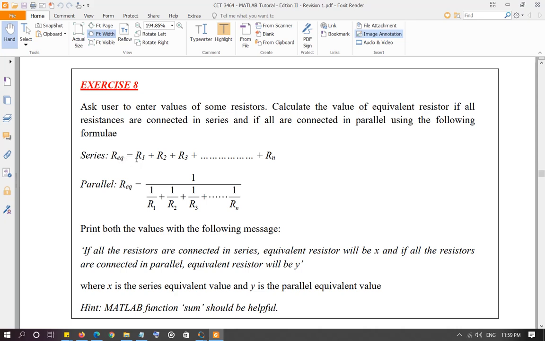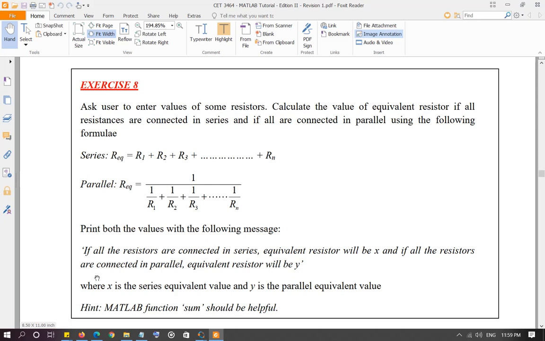So for series resistance, the sum of all of the resistors will be equal to the series equivalent. And for parallel, first you're going to take the inverse of all the resistors, add them together, and then divide 1 by that sum. So actually I gave away the hint as to how you're going to do that. And then you're going to go ahead and use fprintf and write this, and then embed the value of series and parallel over here.